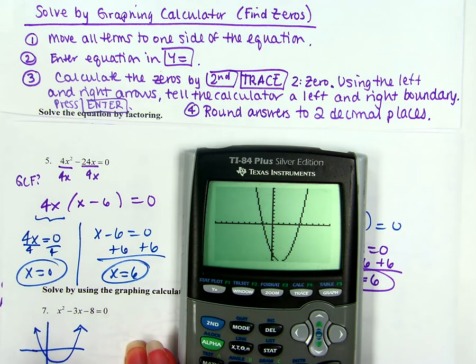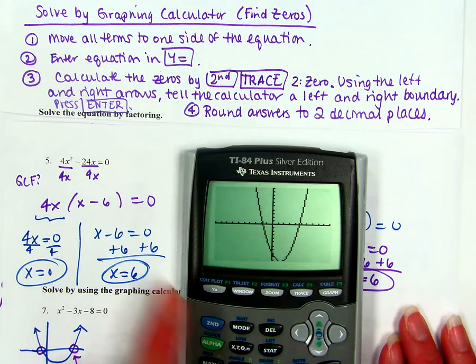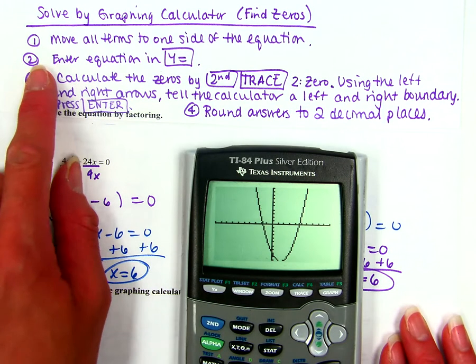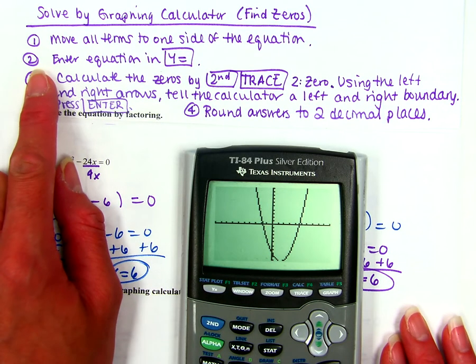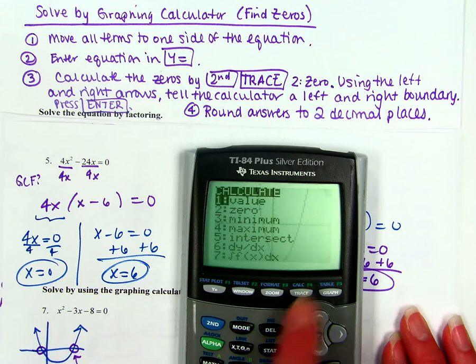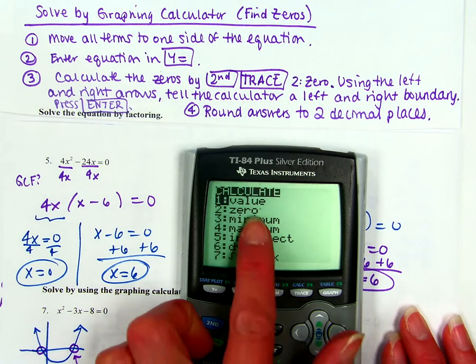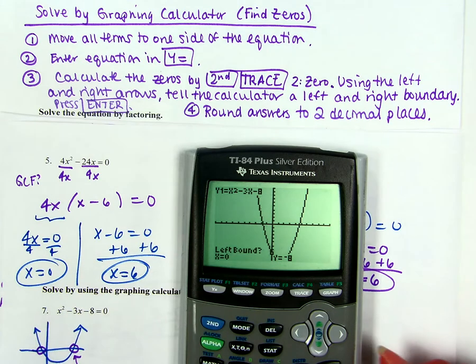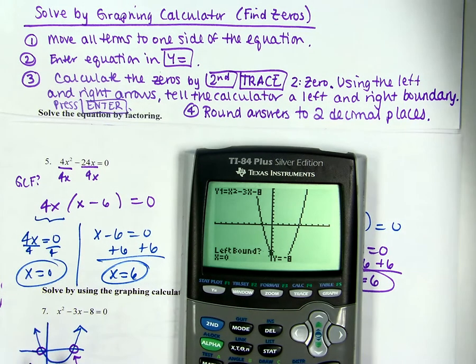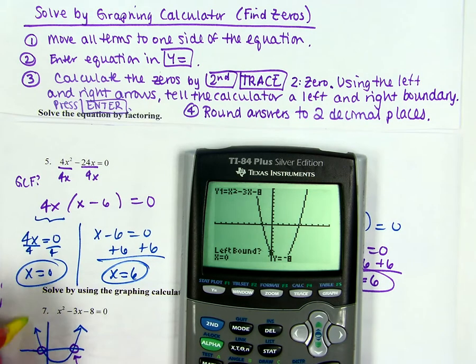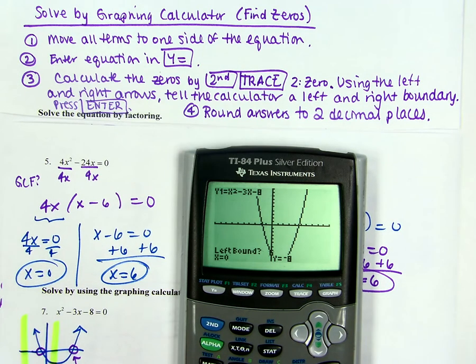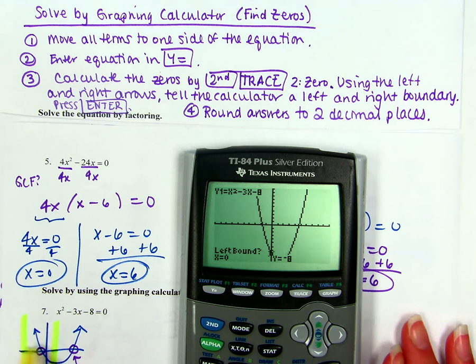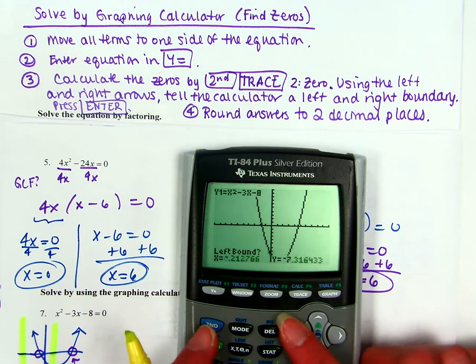All right, I need to know where are these locations. So you're going to hit second. First off, we just have it equal to 0 already. We entered our equation and we graphed it. You're going to hit second and trace, and we want to calculate our 0. So that's choice number 2. So I need to say left bound and right bound for each of these zeros. So basically, you're saying, okay, within this, I need to set up a boundary. I need to tell the calculator to look between these two numbers.